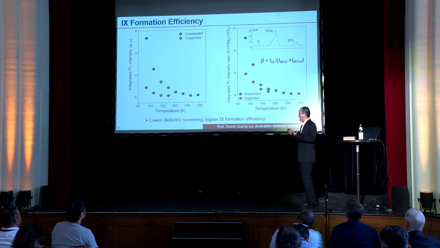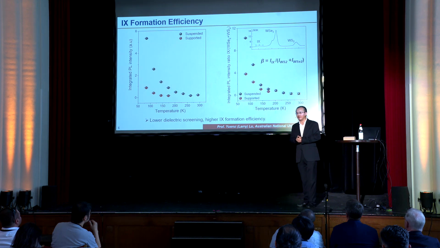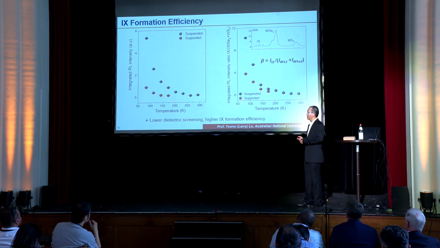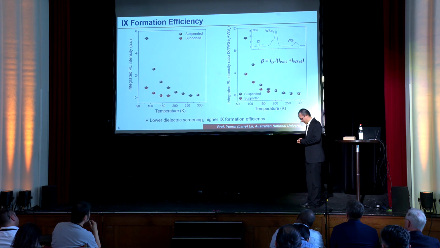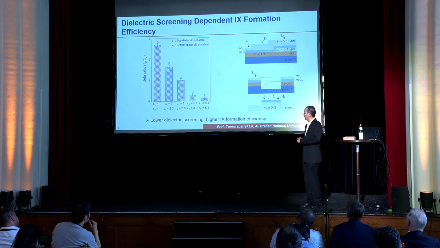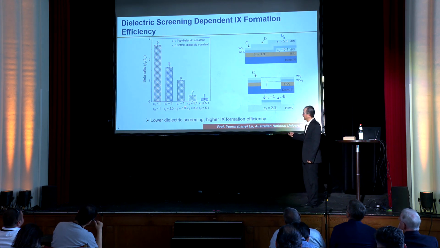So this suggests that the freestanding sample will give us a much higher formation efficiency of the interlayer exciton. This could be caused by the reduced dielectric screening from the freestanding sample. So in order to confirm this, we also fabricated different types of samples with different dielectric screening.